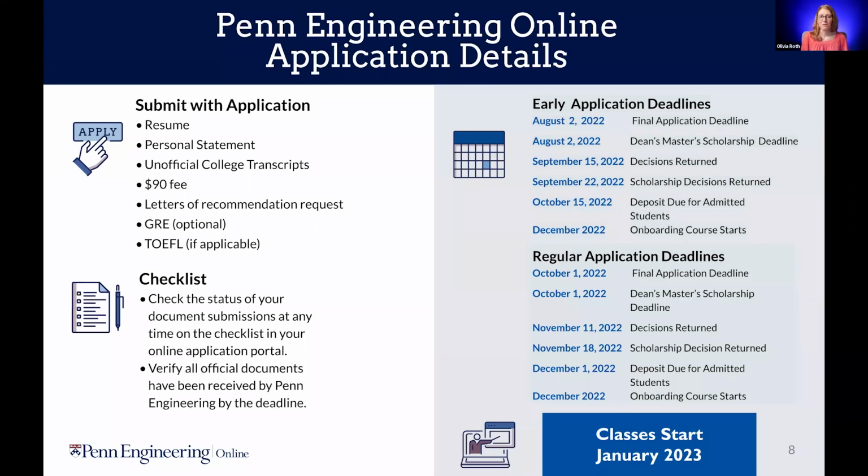Again, the transcripts should be unofficial, so they can be scanned copies of documents. But once you're admitted, then we will need official copies of all of your transcripts, and we need to make sure we can see the grades. For transfer credits, you may need a separate transcript for those as well.